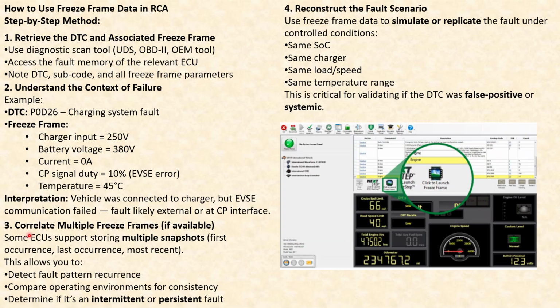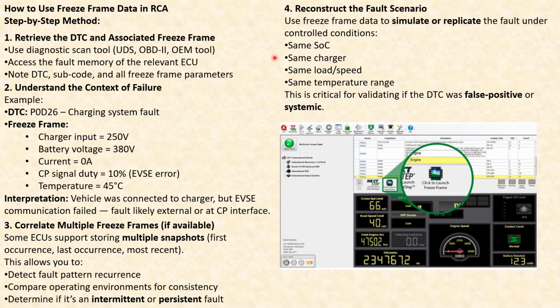Now, sometimes you have to correlate multiple freeze frames if available. Some ECUs support storing multiple snapshots: first occurrence, last occurrence, and most recent. This allows you to detect fault pattern recurrence, compare operating environments for consistency, and determine if it is an intermittent or persistent fault.